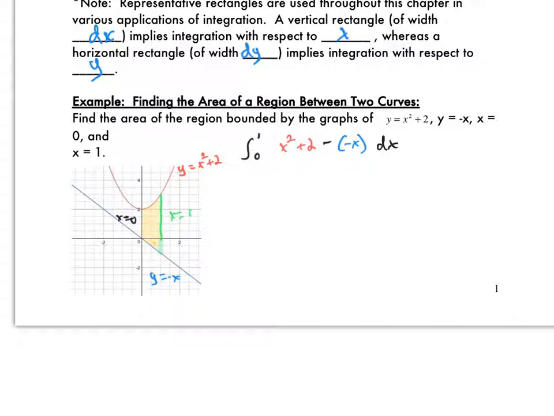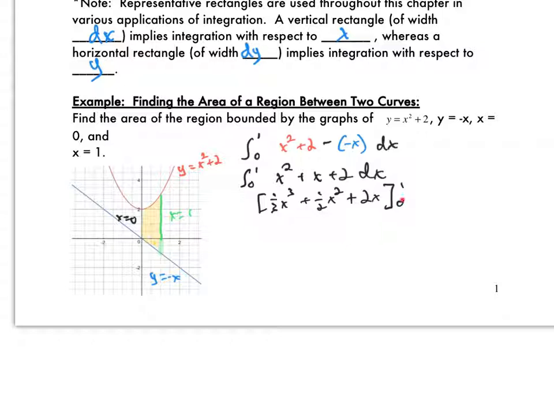Alright, now I'm going to go ahead and let you know that at this point you can probably do this one on your own without too much trouble. I'm going to zip right through it here. Distributing that negative and getting everything nice and organized gives us this x squared plus x plus 2. And now I want to take an antiderivative, so I'm going to get 1/3 x cubed plus 1/2 x squared plus 2x, all evaluated at 0 and 1.